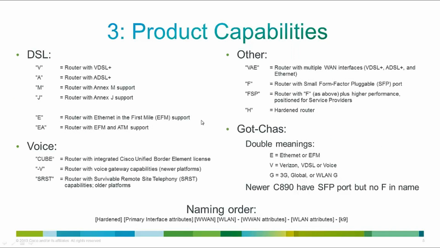We have more capabilities listed here. For example, on the DSL side we have VDSL and ADSL, and then we have the special NXM and NXJ units for these as well. On the G.SHDSL side, if there's no letter behind it, it's an ATM unit. If it's just an E, it's EFM, and the latest EA models have EFM and ATM support.